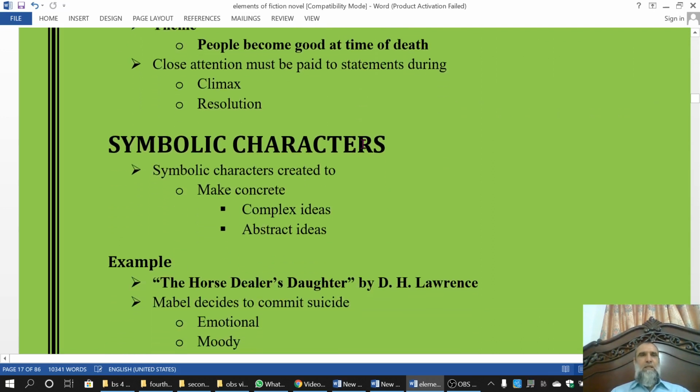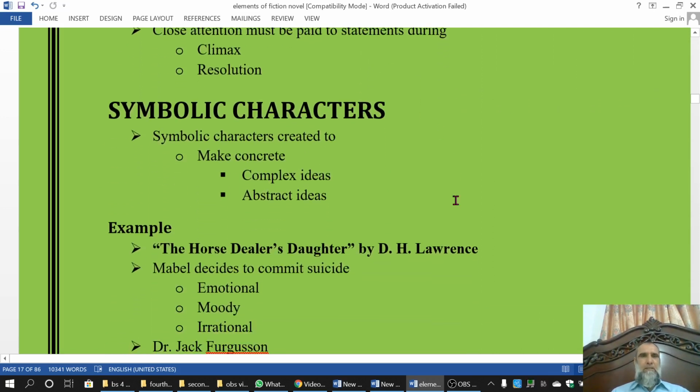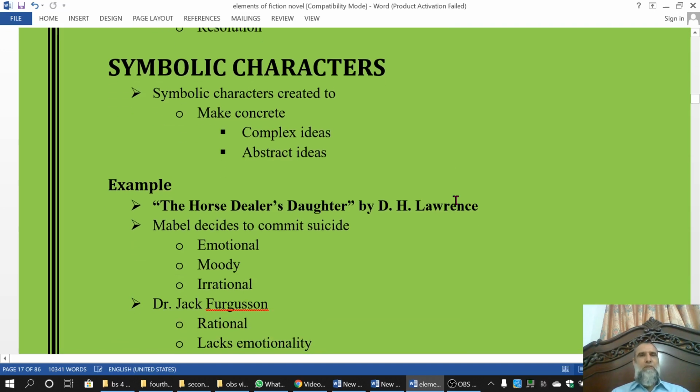The next is symbolic characters. That theme can be found out with the help of symbolic characters.